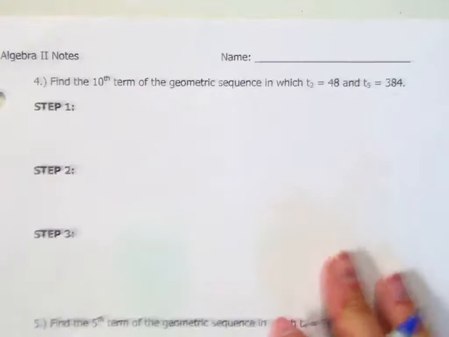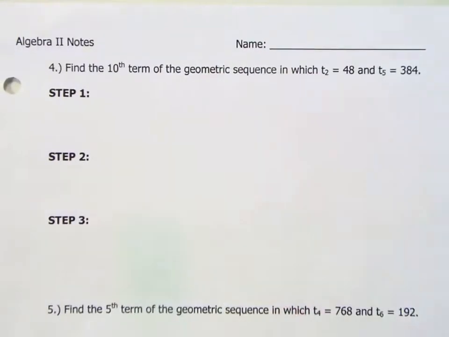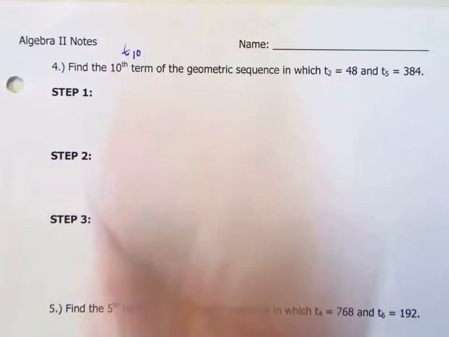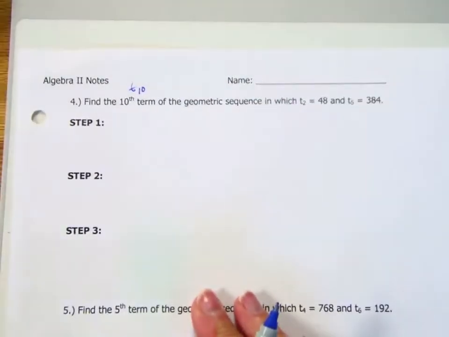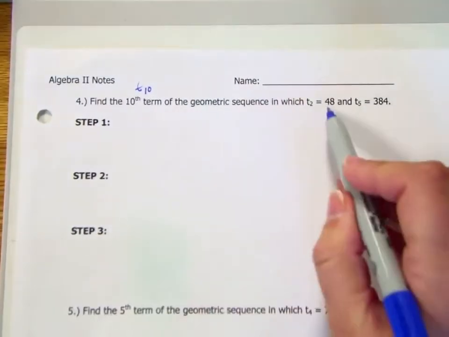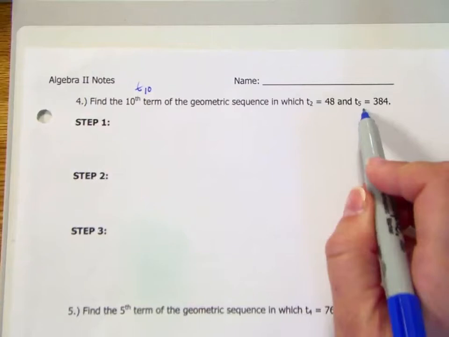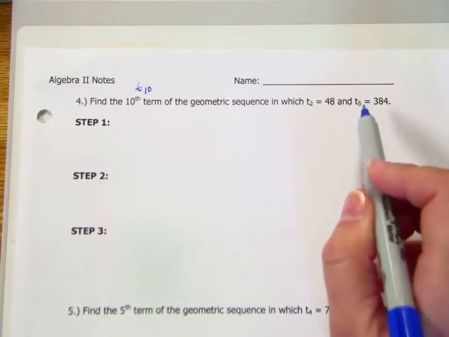All right, let's take this up a notch to make it a little more challenging. So what we have now, it says find the 10th term. So our end goal is to find t sub 10. Find the 10th term of the geometric sequence where the second term is 48 and the fifth term is 384.